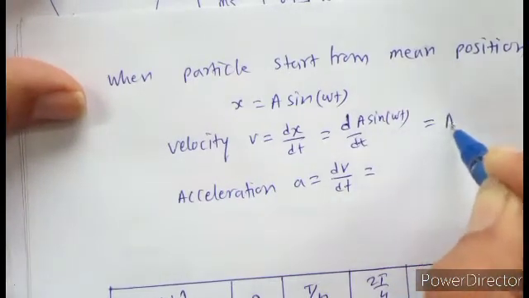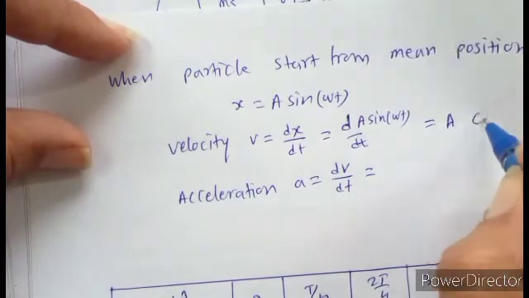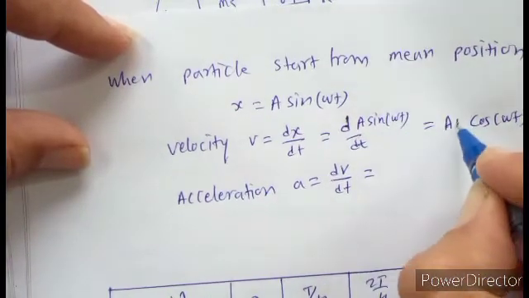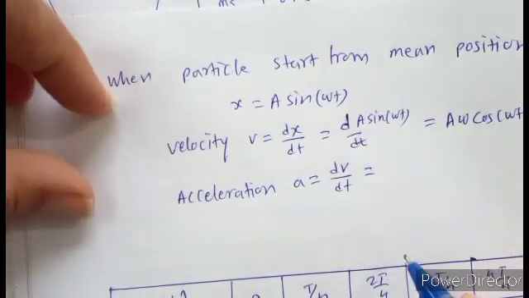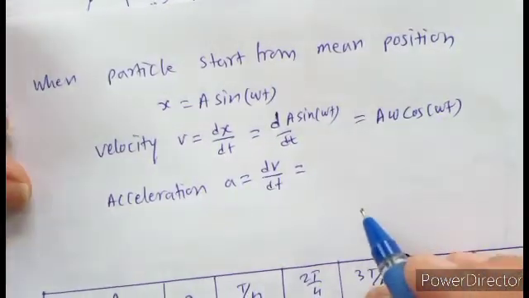A is a constant, take out. The derivative of sin is cos, so cos omega t, and the derivative of omega t is omega, so A omega cos omega t is the formula for velocity.